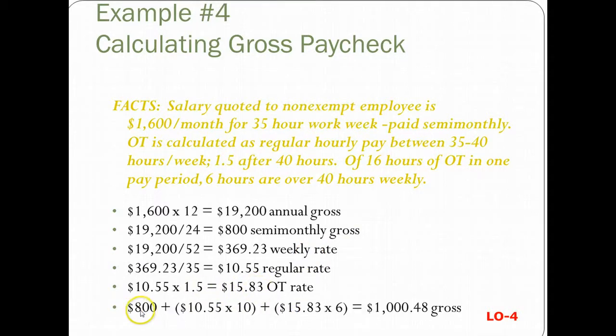So they're going to get paid their $800 plus the regular rate for, they worked 16 hours of overtime, but 10 of that is paid at the regular rate of $10.55, and the other 6 is paid at the overtime rate.